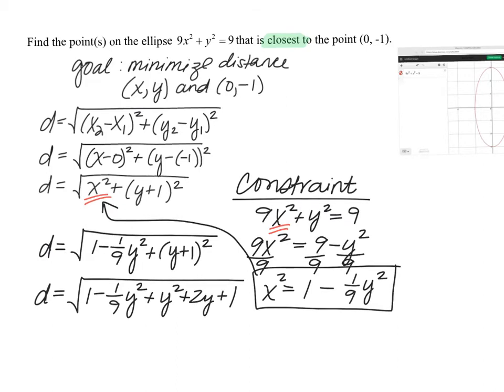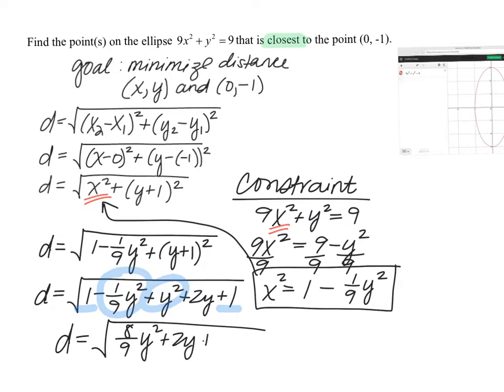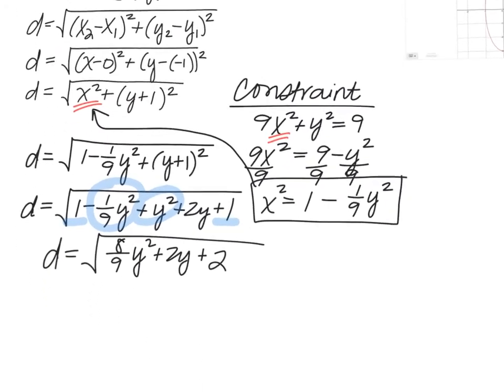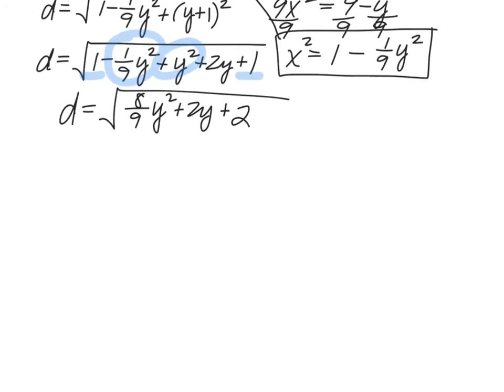And then we notice we've got some like terms here. We have negative 1/9 y squared and a positive y squared. And we also have 1 plus 1. So we can simplify a bit more. So the distance is going to be negative 1/9 y squared plus 1y squared, which gives us a total of 8/9 y squared plus 2y plus 2. So here is our distance function, and it is in terms of y. So now we're ready to compute our derivative.